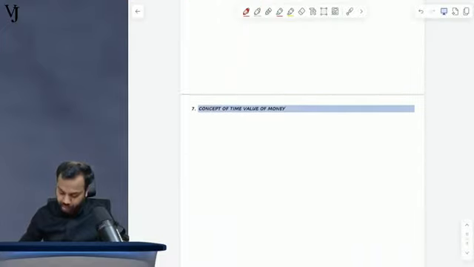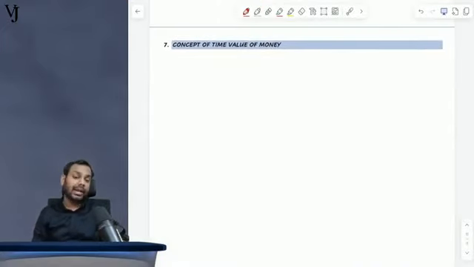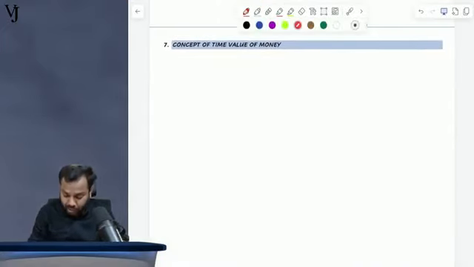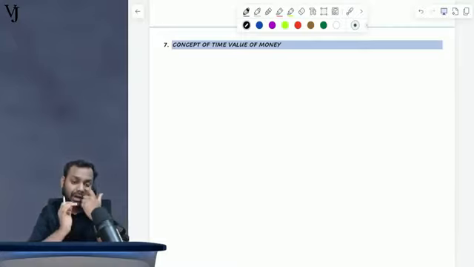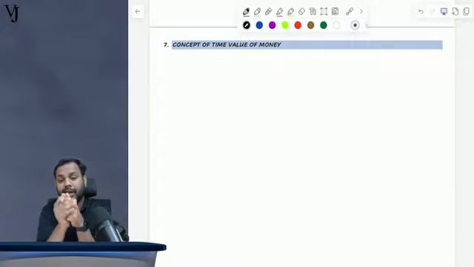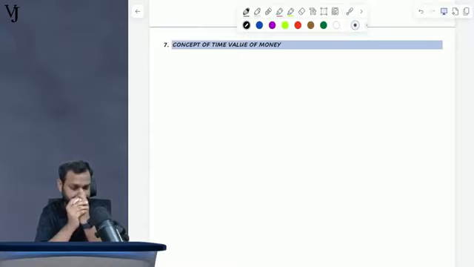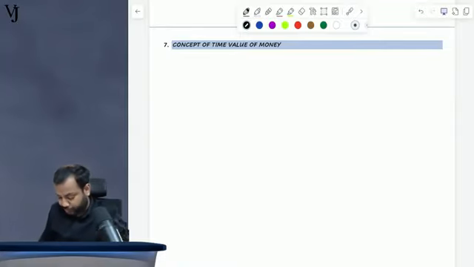Okay, wonderful. Now comes the concept of time value of money. Come on, guys. Is it clear to everyone till here? Can I move on to the concept of time value of money? Please give me a heads up. Wonderful. Let us move towards it.